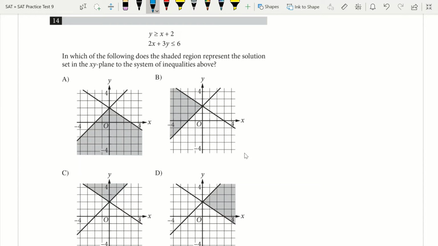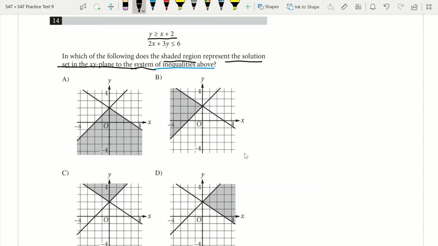All right, so let's go ahead and run through how to solve these inequalities problems with graphing. Inequalities problems with graphing can show up on the SAT math section. They don't necessarily show up a ton, but let's run through them anyway. In which of the following does the shaded region represent the solution set in the XY plane to the system of inequalities above? Key thing here is I generally like to use the slope-intercept form when I'm dealing with graphing inequalities like this.